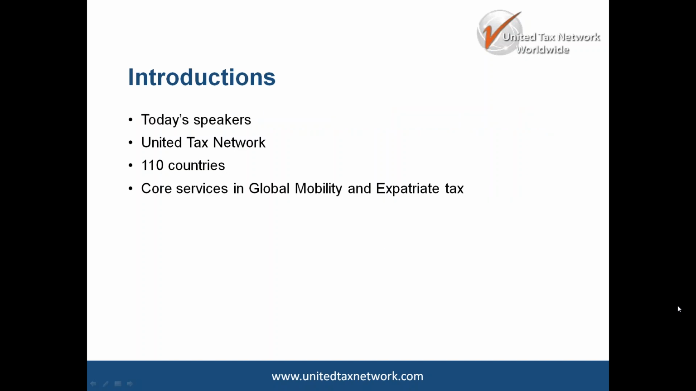Just to give a bit of background on United Tax Network, you can find more information on the website you'll see at the bottom of the slides, but this is a network which is specifically for global mobility and expatriate tax. There are contacts in 110 countries, and each country specialises in international global mobility, so helping companies moving their employees around the world. The core services that UTN offers can be found on the website, but we'll just run through those quickly now.